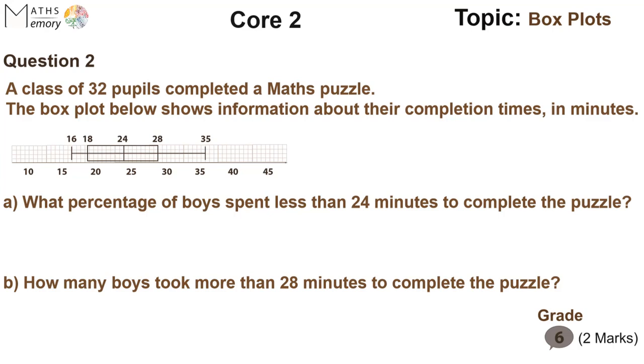The box plot below shows information about their completion times in minutes. So straight away you should be able to identify what these 5 statistics mean on a box plot. 16 the low, 18 the lower quartile, 24 the median, 28 the upper quartile, and 35 the high.